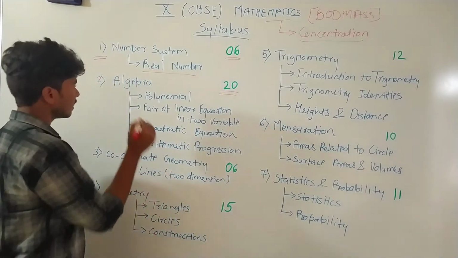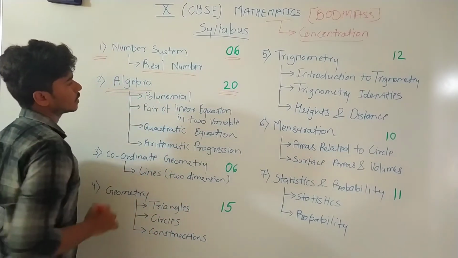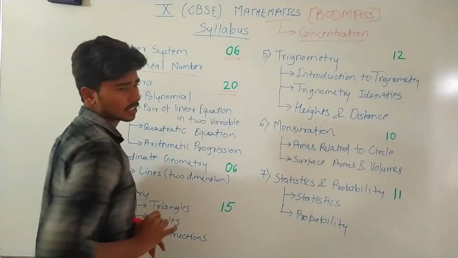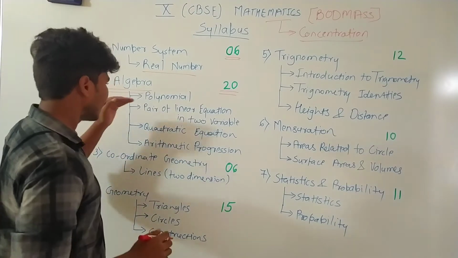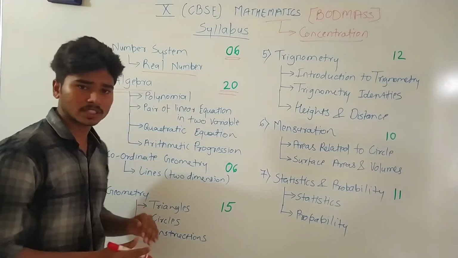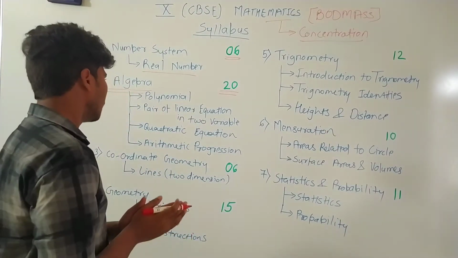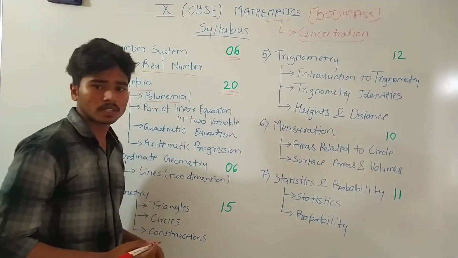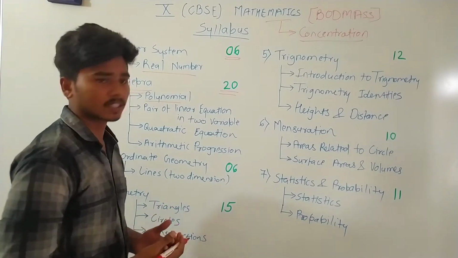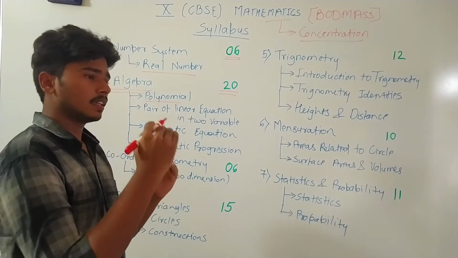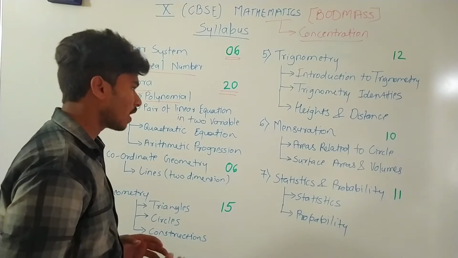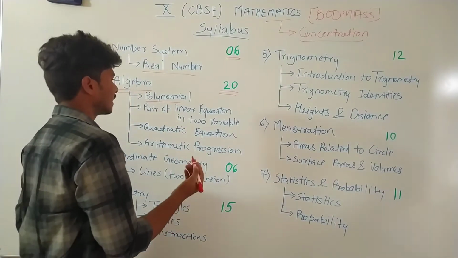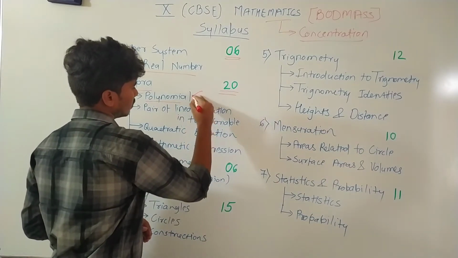Then the second unit is algebra, the most important unit. It consists of 20 marks weightage, and in that there are 4 chapters which we are going to learn. The first one is polynomials. In that we are going to learn about polynomial functions, like the square, then cubic polynomial, and quadratic.